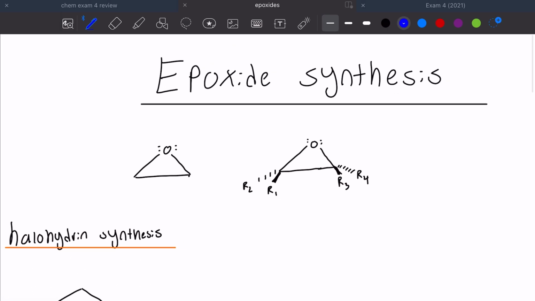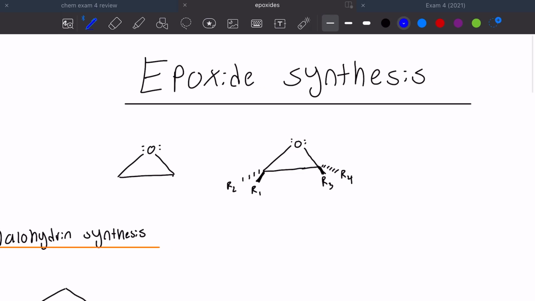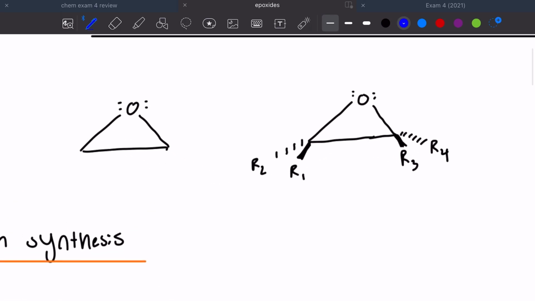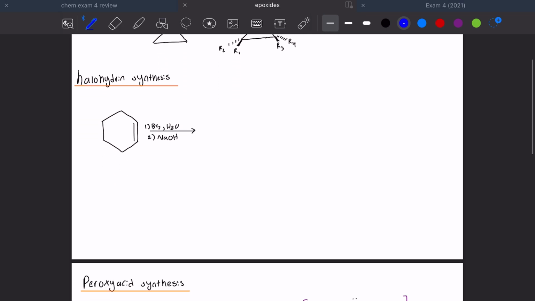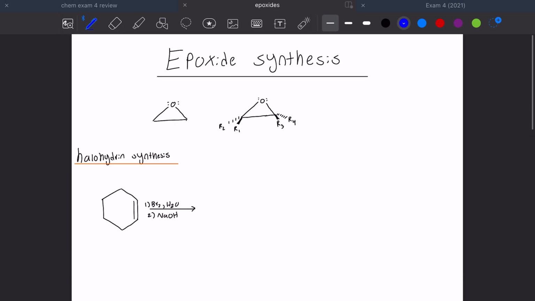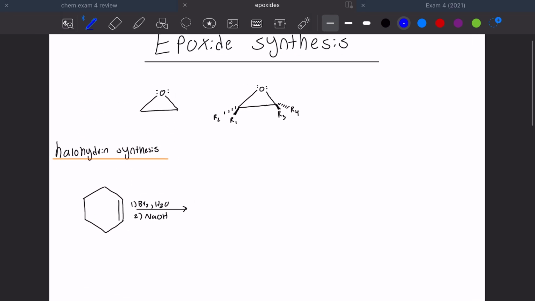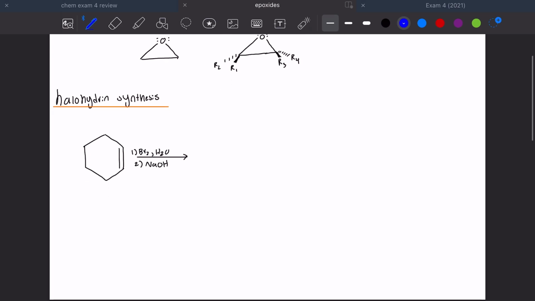So basically an epoxide is just a ring with oxygen. There are different ways you can draw it, but the main thing is this basic structure on the left. There are different ways to synthesize these epoxides: a halohydride synthesis and a peroxyacid synthesis. The halohydride synthesis takes more steps in comparison to the peroxyacid synthesis, but there are different ways to achieve an epoxide, and the assessments might cover both of them.